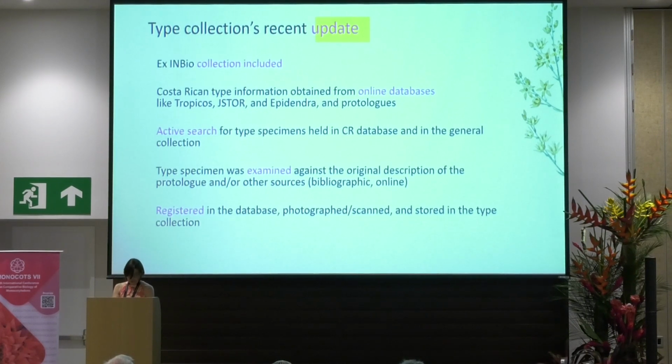So an active search was carried out with the help of the database of the plant collection. Each specimen found was examined against the original description and or other sources. The information of the type specimen was then updated in the database. Then they were photographed or scanned and finally stored in the type collection.